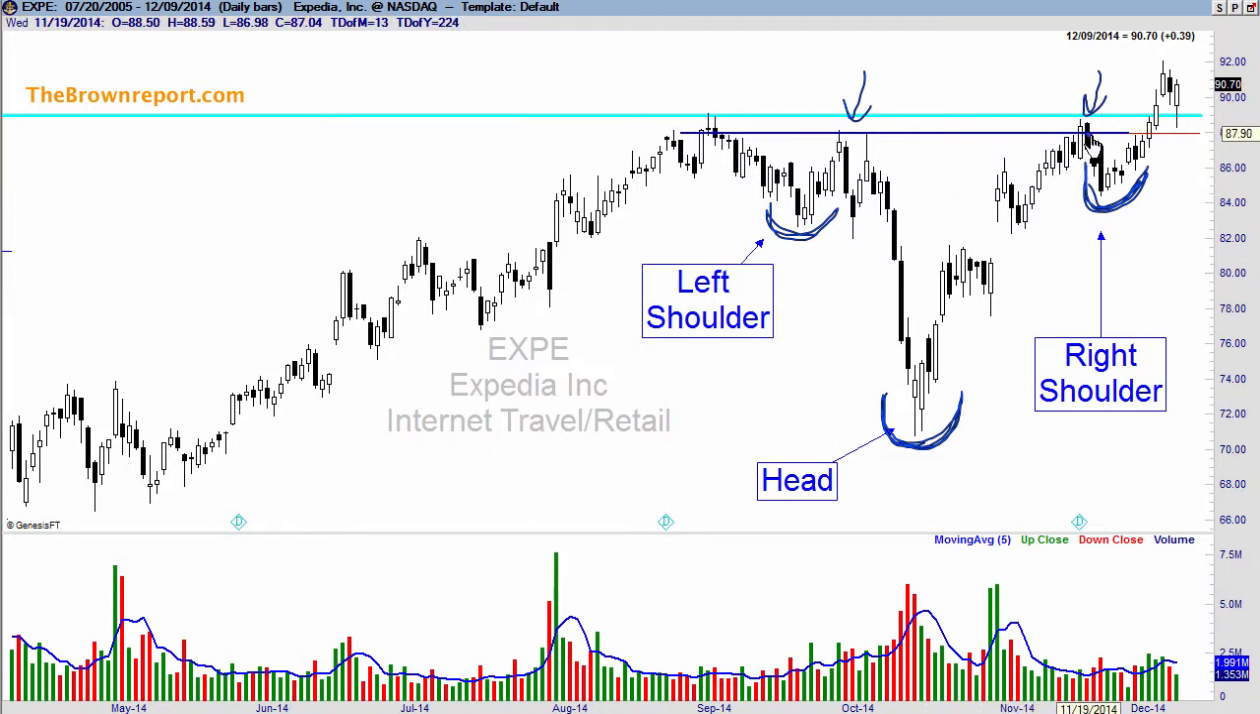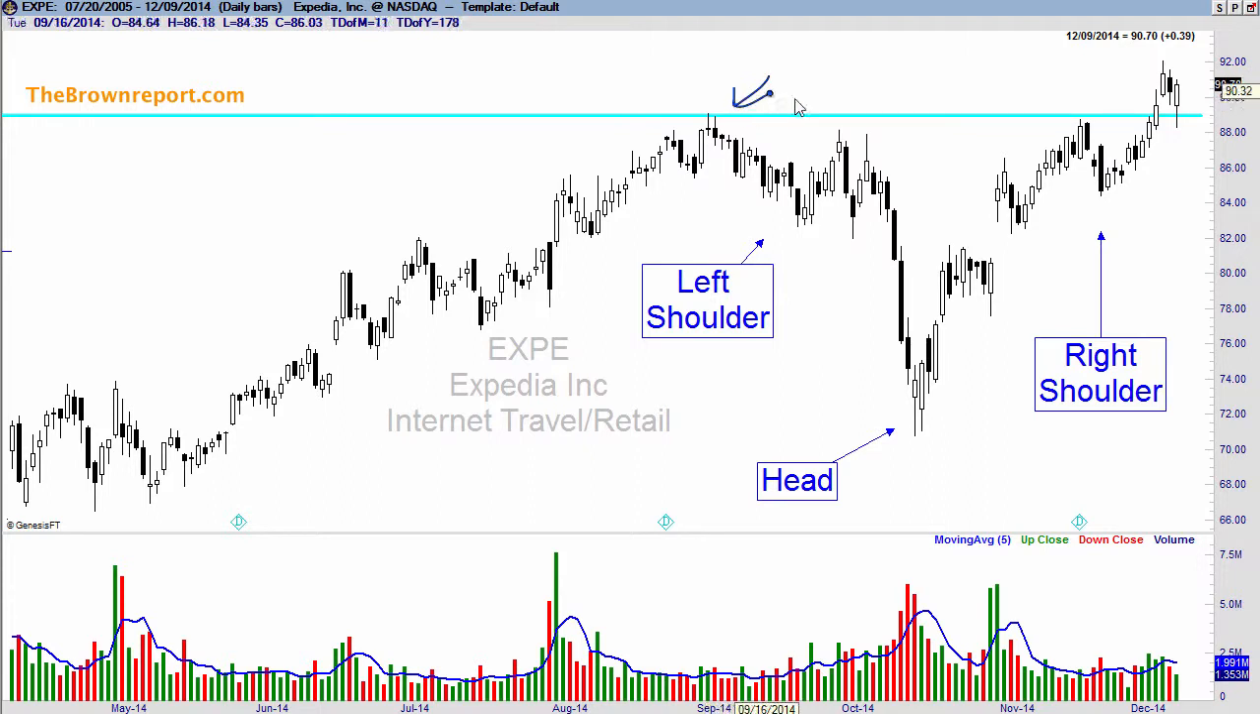But notice those peaks happened right at this resistance level right here, or just shy of it. So there's your left shoulder, there's your head, there's your right shoulder, and then there's your neckline for your reverse head and shoulders pattern, which is bullish. And as you can see, this stock has been moving higher.